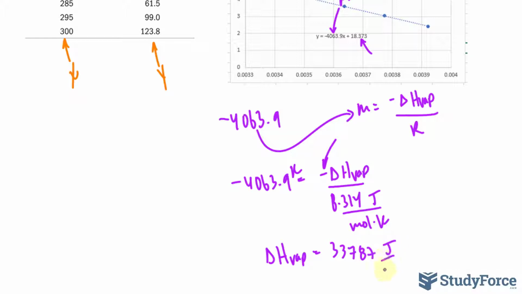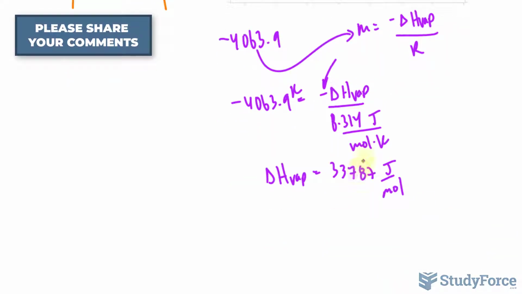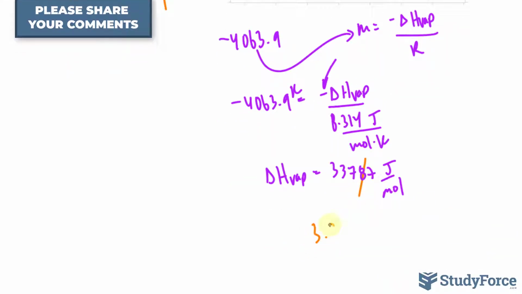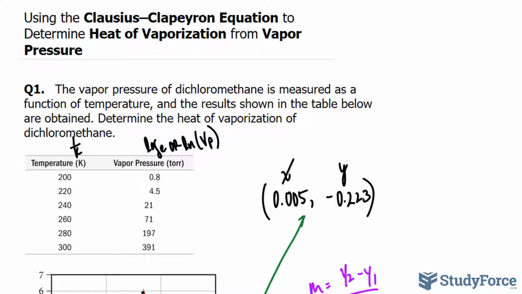33787 joules per mole. And if we want this to 3 significant figures, we can stop writing after this 8 and write down 3.38 times 10 to the power of 4 joules per mole. And there you have it. That is how to use the Clausius-Clapeyron equation to determine the heat of vaporization from vapor pressure.